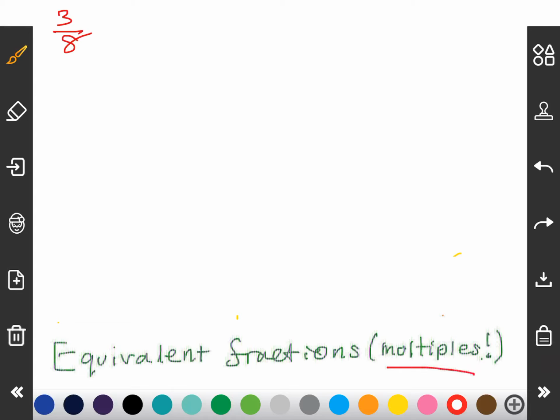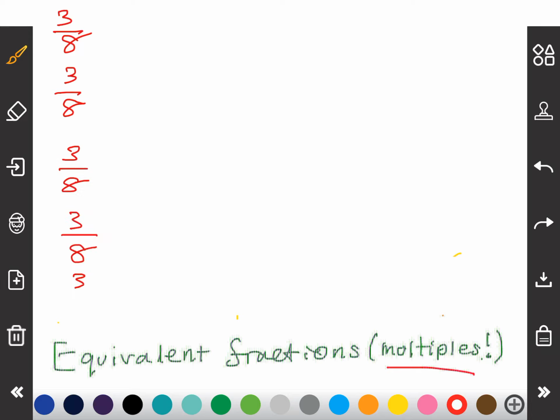In this video on equivalent fractions, what we're going to do is manipulate the number 3/8 a couple of times so that we can find multiples of forms that 3/8 can share. So 3/8, I'll rewrite it a couple more times just to show you what I mean by that.